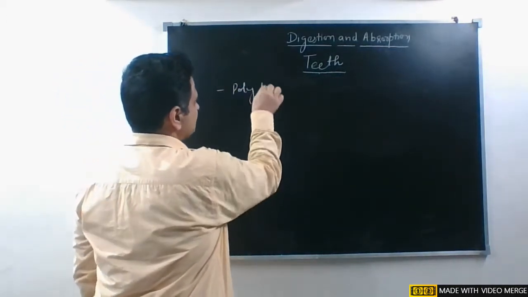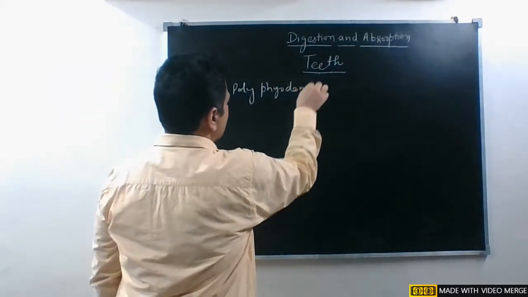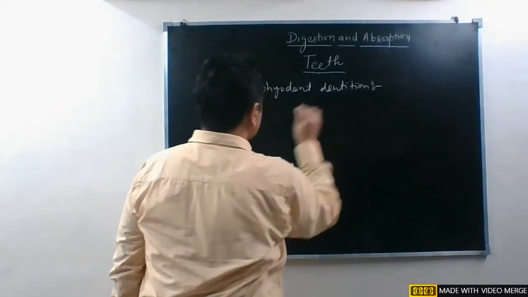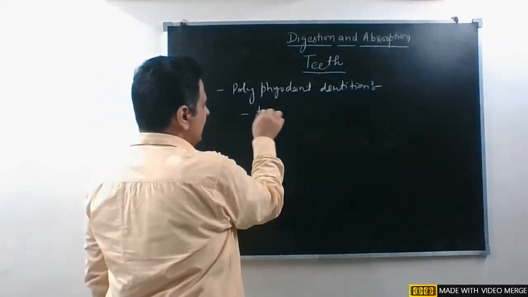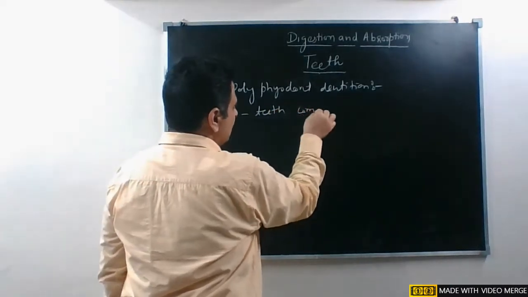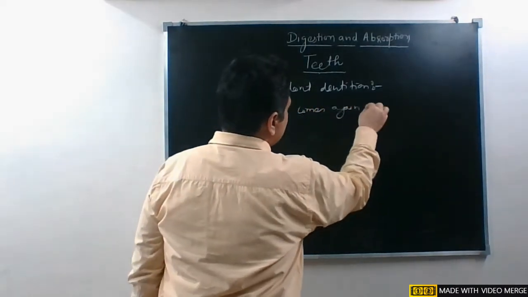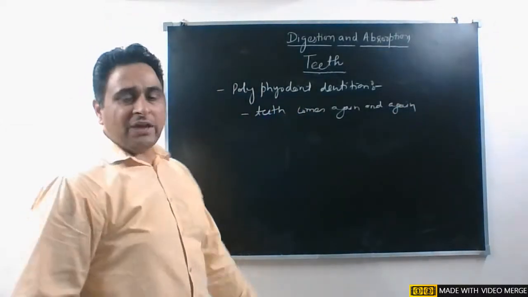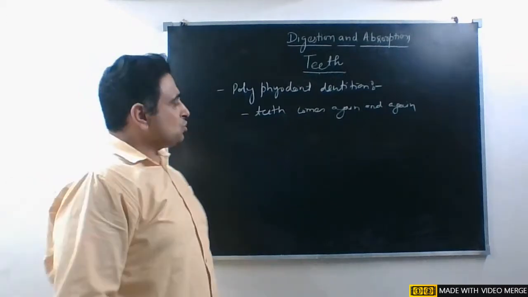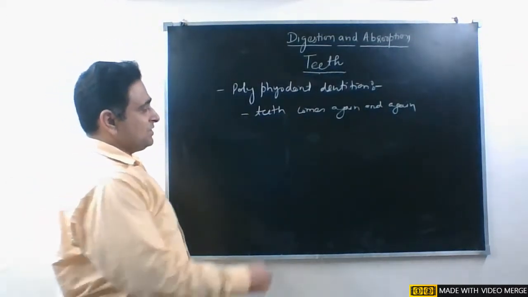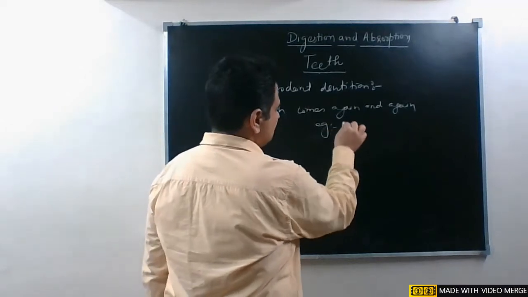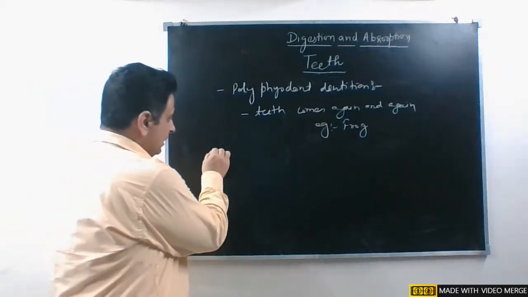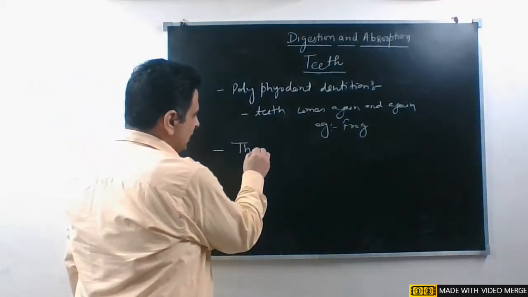Polyphyodont dentition. Polyphyodont dentition means when teeth come again and again in the life of the organism. So the most common example for polyphyodont dentition is the frog. Next, students, thecodont dentition.